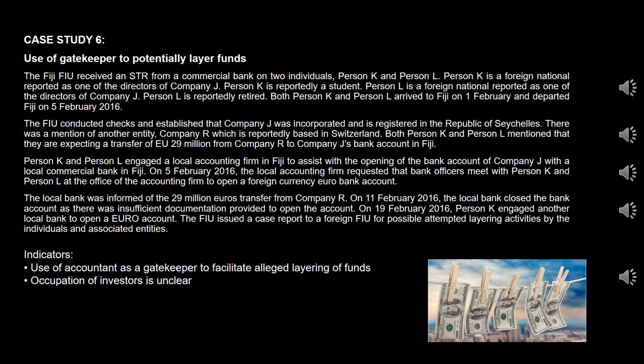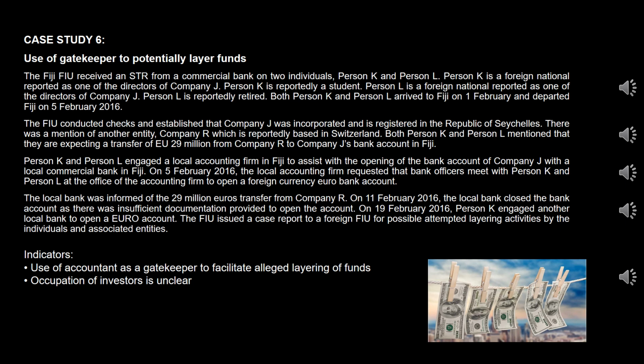The FIU conducted checks and established that Company J was incorporated and is registered in the Republic of Seychelles. There was a mention of another entity, Company R, which is reportedly based in Switzerland. Both Person K and Person L mentioned that they are expecting a transfer of €29 million from Company R to Company J's bank account in Fiji. Person K and Person L engaged a local accounting firm in Fiji to assist with the opening of the bank account of Company J with a local bank in Fiji.